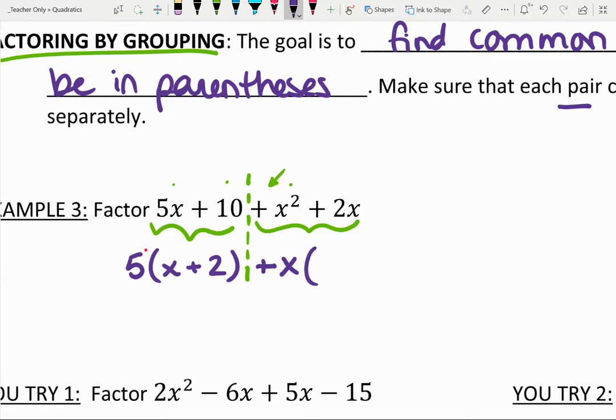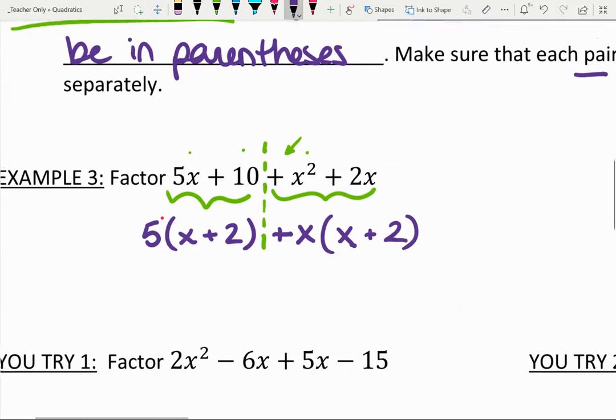And then again, thinking about my remainder, x times what would make x squared? X times x makes x squared. X times what would make 2x? Well, x times a positive 2 would make 2x.